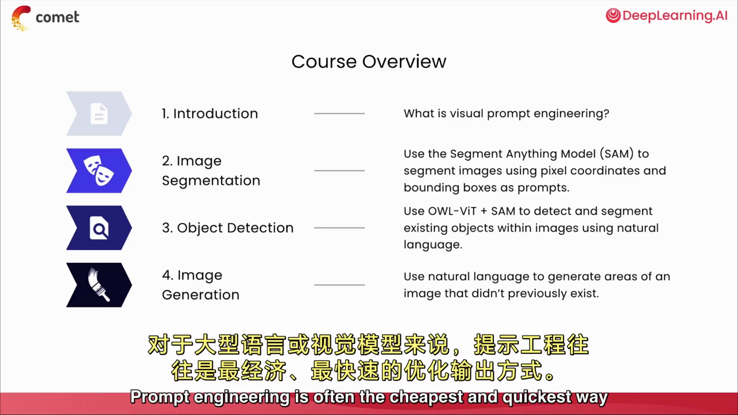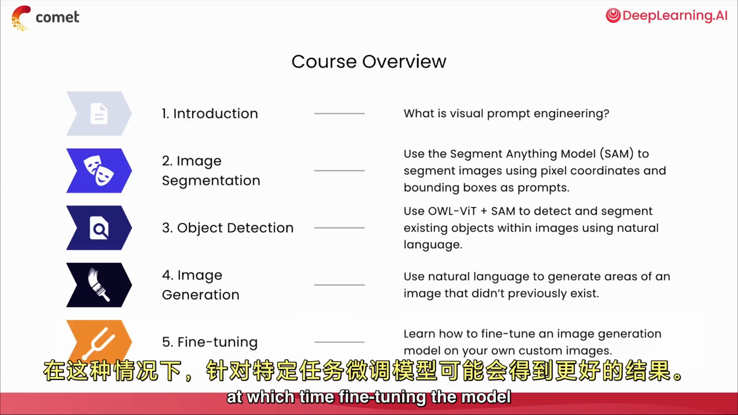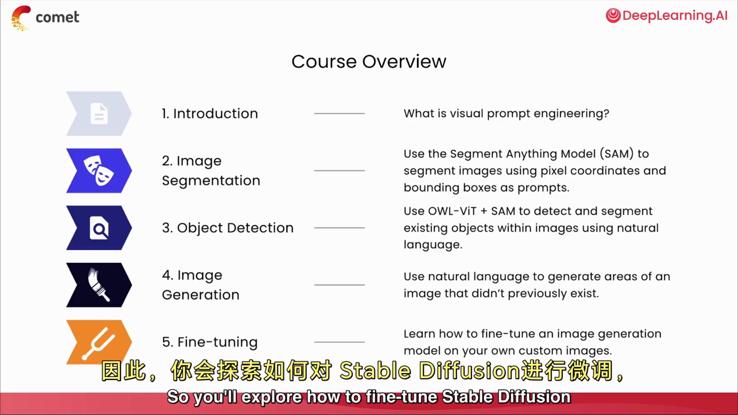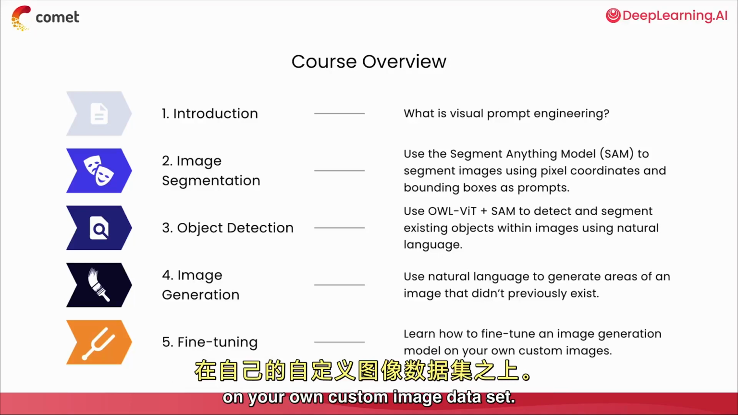Prompt engineering is often the cheapest and quickest way to optimize your outputs for a large language or vision model. But sometimes you may find that prompt engineering just isn't enough to perform your specific task, at which time fine-tuning the model to perform that specific action may get better results. So you'll explore how to fine-tune Stable Diffusion via Google's DreamBooth training technique on your own custom image dataset.